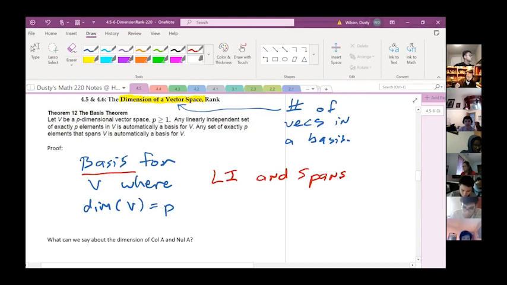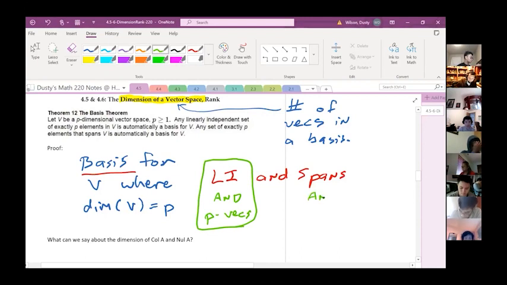Okay. And what this particular theorem says is that this is our definition. A basis is linearly independent and spans, but we have a couple other ways of accomplishing the same thing. We could say that it's linearly independent and there's p vectors. This is enough to also know we have a basis. Or it spans and p vectors.